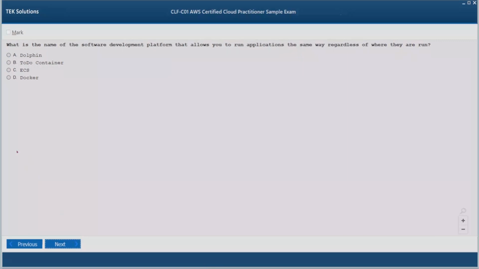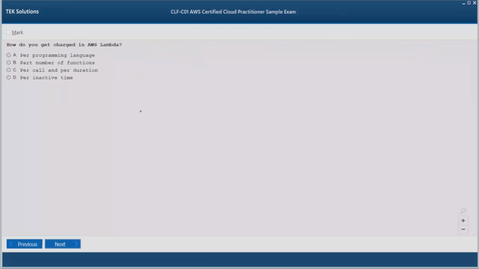What is the name of the software development platform that allows you to run applications the same way regardless of where they are run? A. Dolphin, B. To-do container, C. ECS, and D. Docker. It is a software development platform which will allow us to run the application the same way regardless of where they are running. And the answer is Docker.